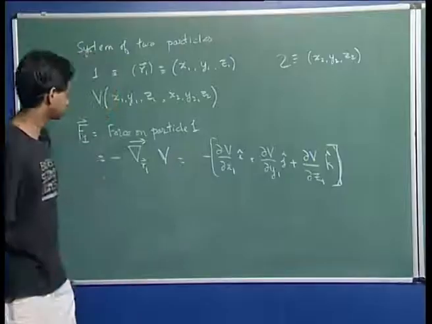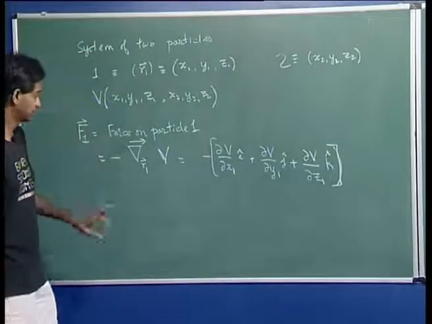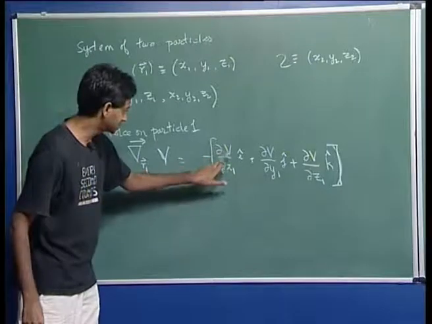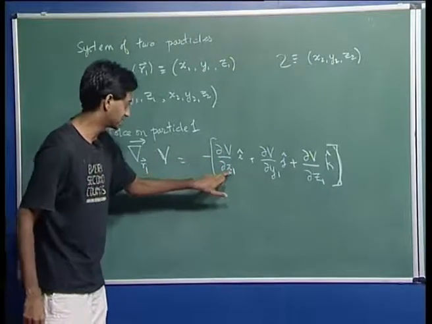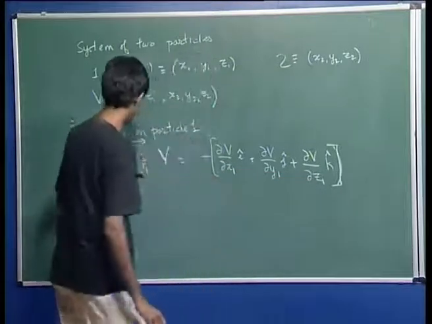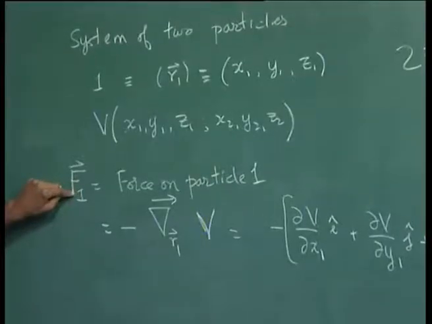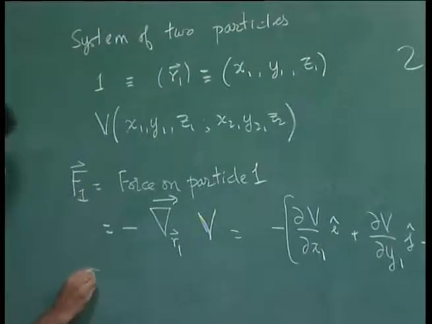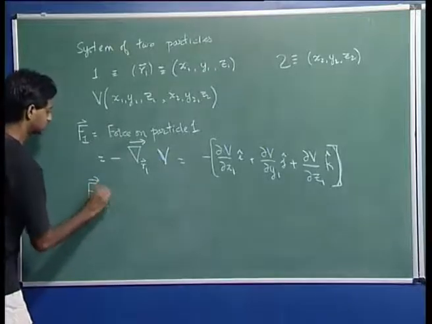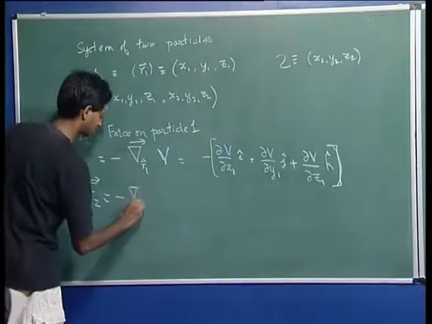So this is the force on particle 1. Notice I am taking a gradient with respect to x1, y1 and z1. Only the coordinates of r1 are involved when you calculate the force on particle 1. Similarly, when you calculate the force on particle 2, it is a gradient with respect to r2.